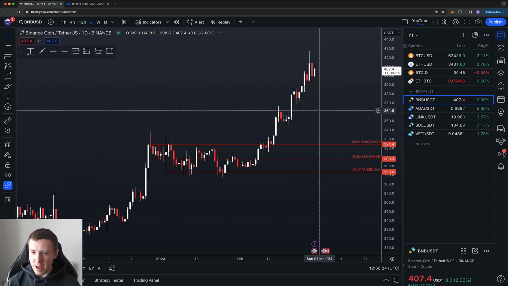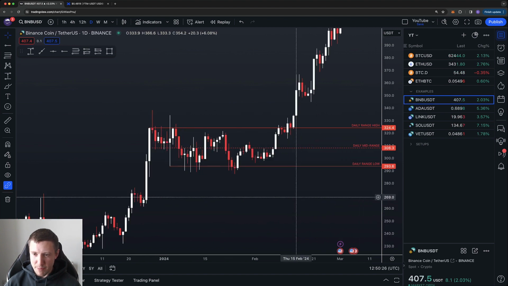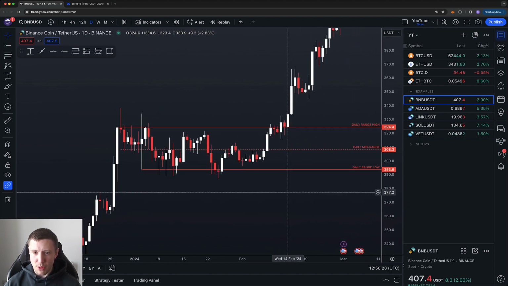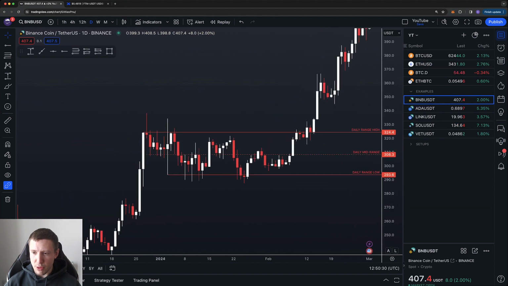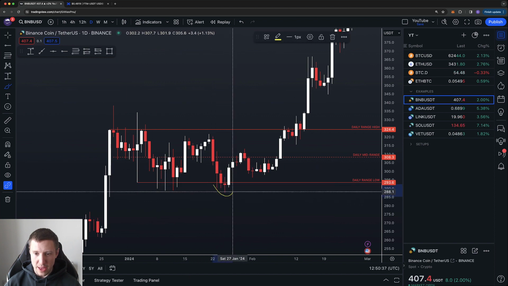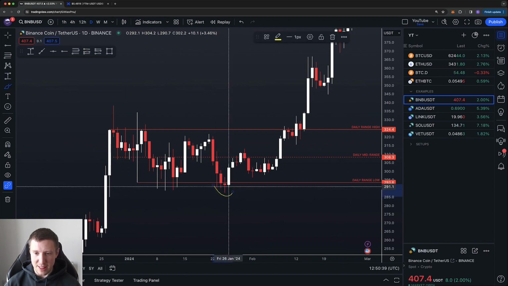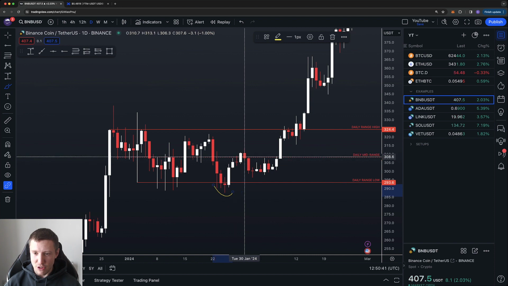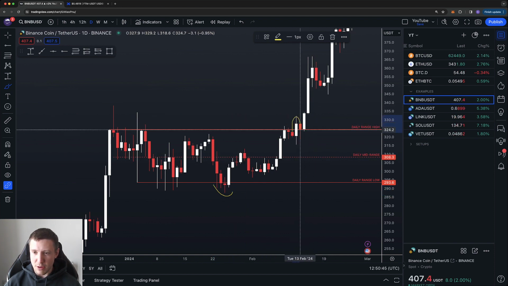A previous example on the daily time frame is BNB. Again, going through all the points that we talked about before. Clear range highs, clear range lows. We got that deviation here on the 25th, 26th of January. And then since then, traded up to the range highs, broke out. And again, you got the candle close above, held as support, and away you go.